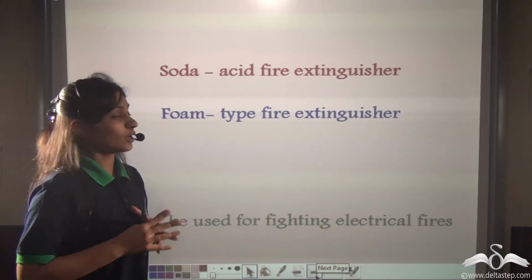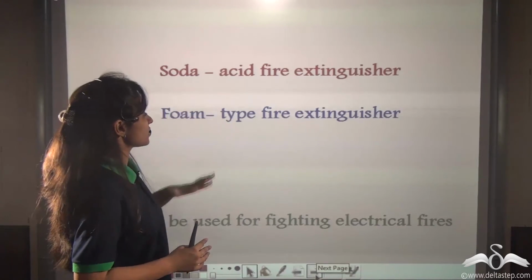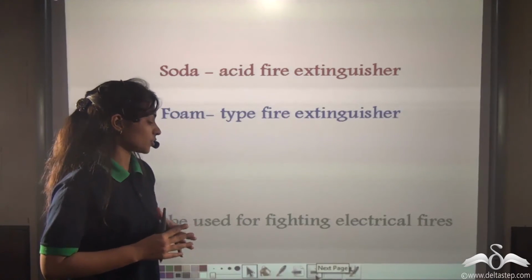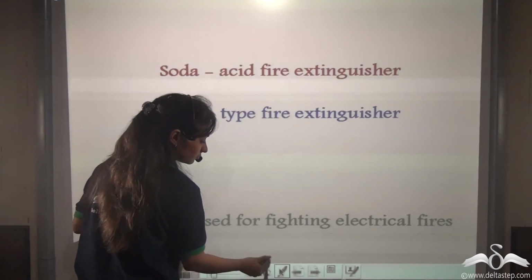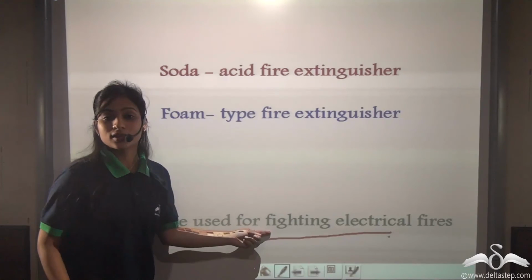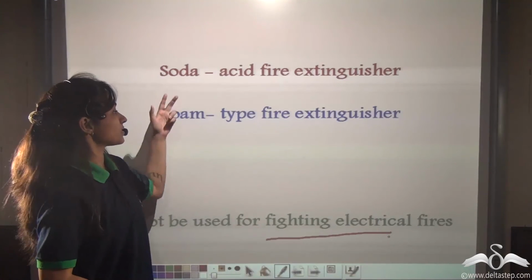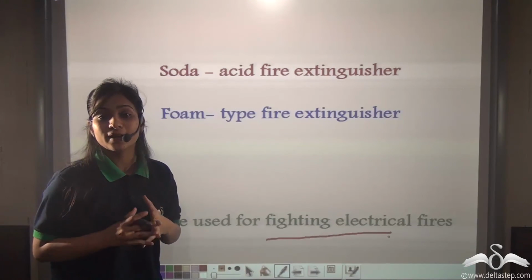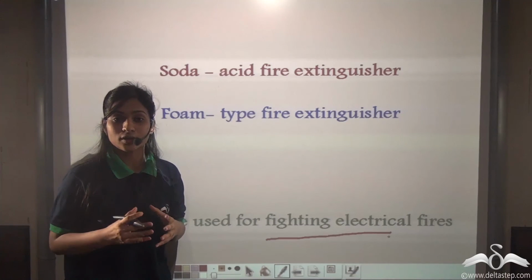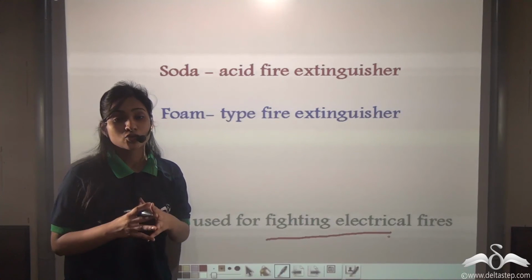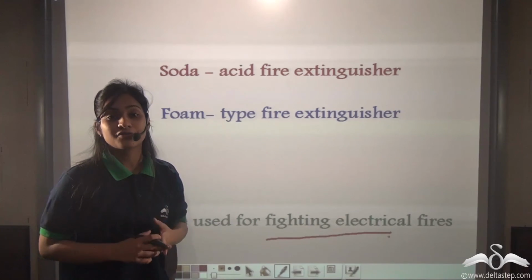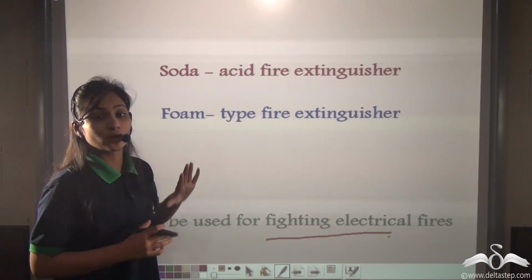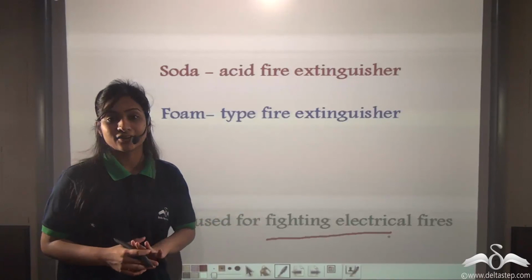Now you may be thinking, why are soda acid fire extinguisher and foam type fire extinguisher not used for fighting electric fires? This is because the solutions present in these are actually prepared in water, and you know that water is a good conductor of electricity, so it may create an electric shock or it may create another fire. That is why these two are not used in fighting electric fires.